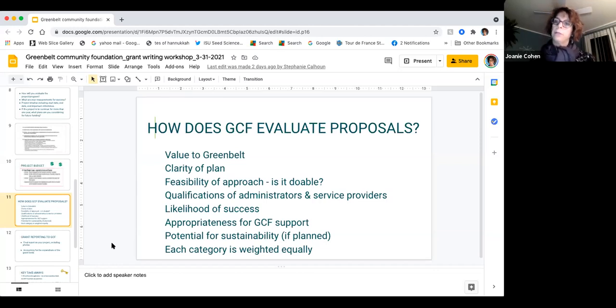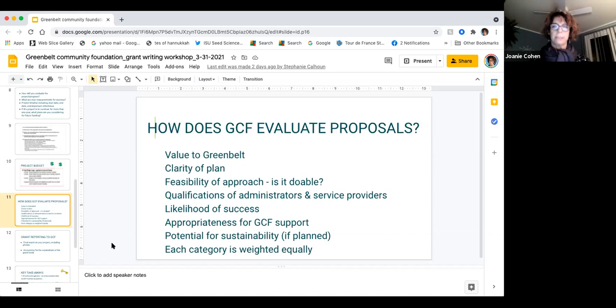We do look at the people who are going to implement the project. Again, this is really tied to value to Greenbelt. Are we going to have a successful project, and the children of Greenbelt are going to get X services, or the elders of Greenbelt are going to get this kind of caregiving that we know they need? The likelihood of success is pretty much tied to the feasibility of the approach and the way you tell your story about how this project will change the lives and impact Greenbelt.